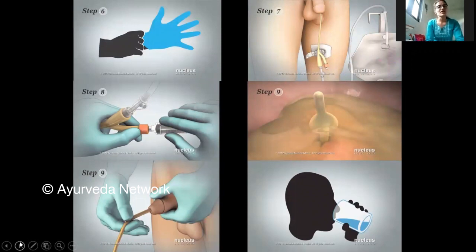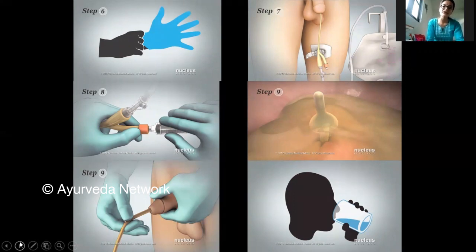Now, after washing your hands, you are going to wear a pair of gloves. And you are going to remove that clip. We have attached this tube to the thigh of the patient. You are going to remove that attachment. After that, you are going to deflate the balloon. You can see it here. Using the syringe, you are deflating the balloon. And in step 9, you could see the balloon has been deflated.